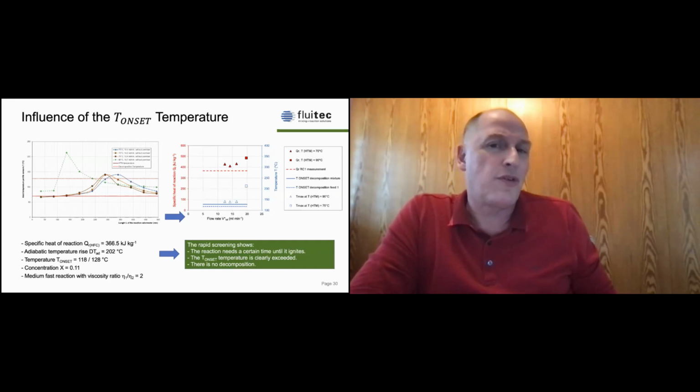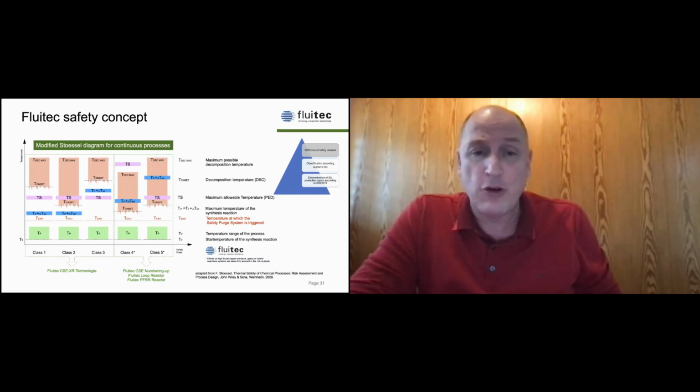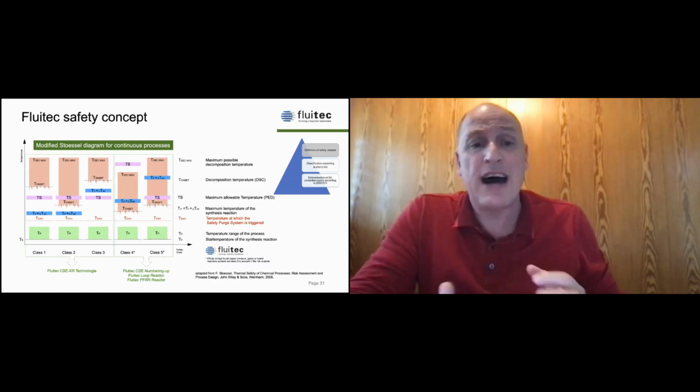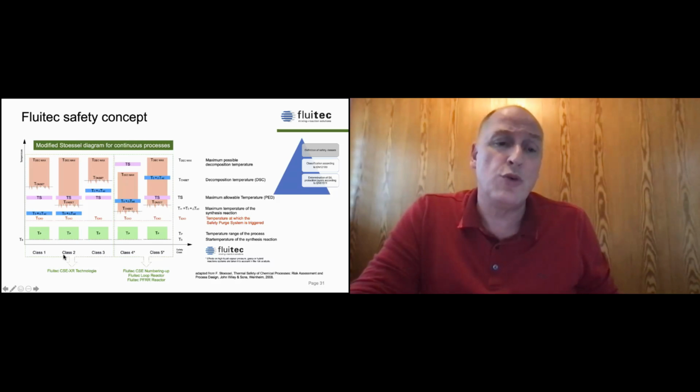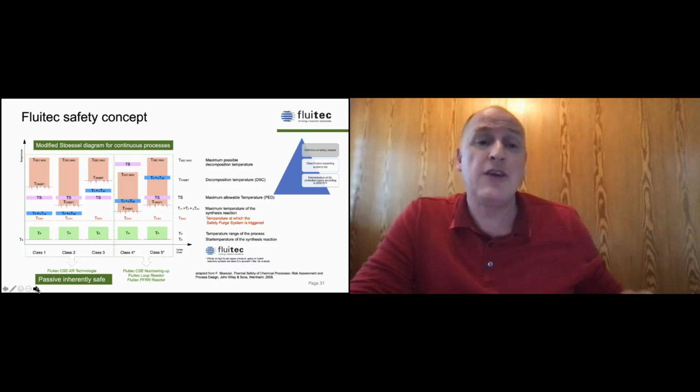As you know, when we have a look at the safety, first of all, not all reactions are dangerous. So we have different classes of reactions. So we divided the reactions into different classes. Here we use the classical knowledge from Professor Stössel. This is the Professor Stössel diagram where we divide the reactions into different classes to define what do we need. Is it okay if we just run a passive, inherently safe system, or do we need a passive and an active, inherently safe system?